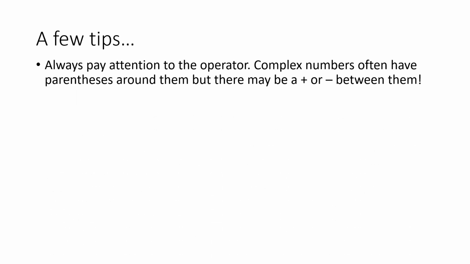Always pay attention to the operator. Complex numbers often have parentheses around them, but there may be a plus or minus between them. So I wish I didn't have to tell you this, but I've seen it too many times. I have seen students take a problem like that, which is clearly an addition problem. So all they need to do is combine like terms. Most of you can do it in your head. That's going to be 5 minus 1i, but they don't see the plus sign. They just see parentheses. Parentheses mean multiplying, and they do the multiplication out instead.